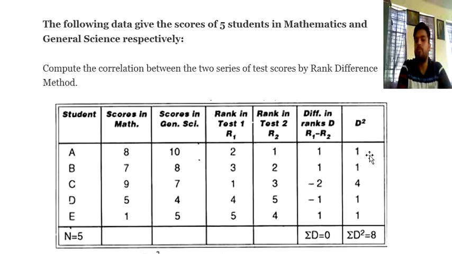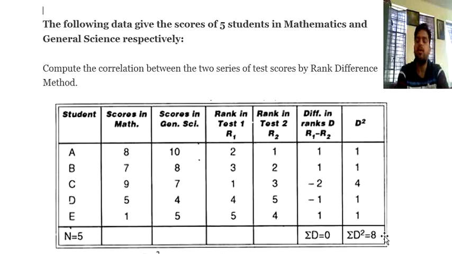Then after you have to find D square. So what will be the D square? Just you have to square this value. Square this D, then you will have D square. Then you have to find the summation of this D square. So that will be 1 plus 1 is 2, 2 plus 4 is 6, 6 plus 1 is 7, 7 plus 1 is 8. So summation of D square is equal to 8.